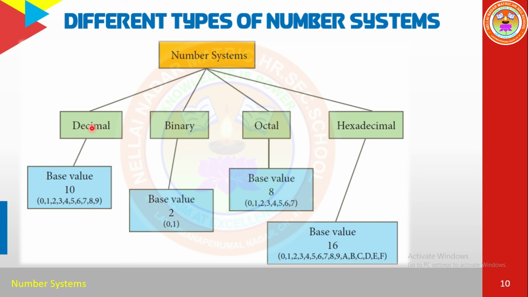The first one is the decimal number system. Number 2, binary number system. Number 3, octal number system. And number 4, hexadecimal number system. So totally how many types of number systems do we have? Totally we have 4 different types of number systems.